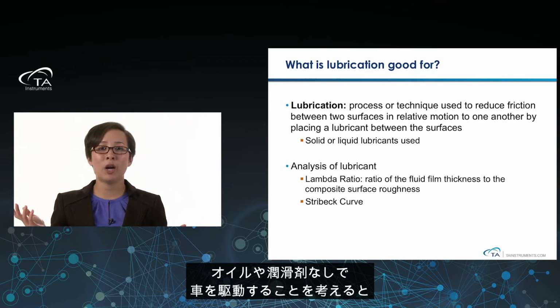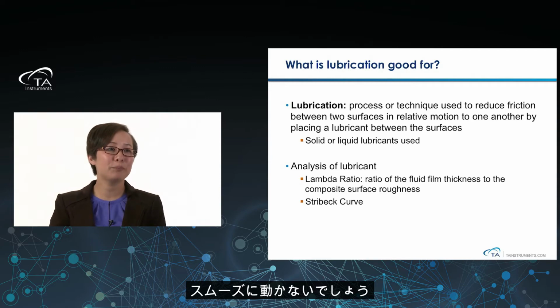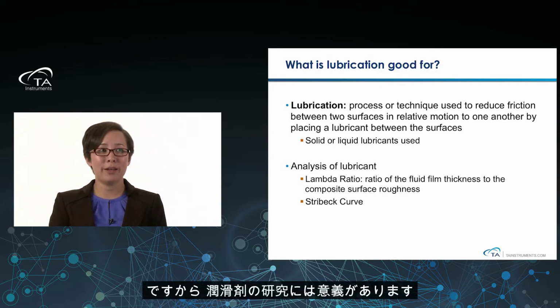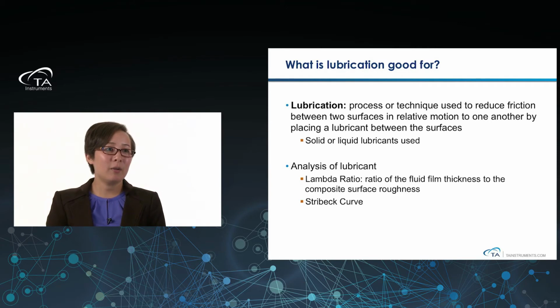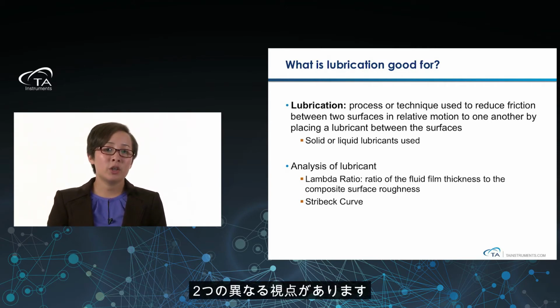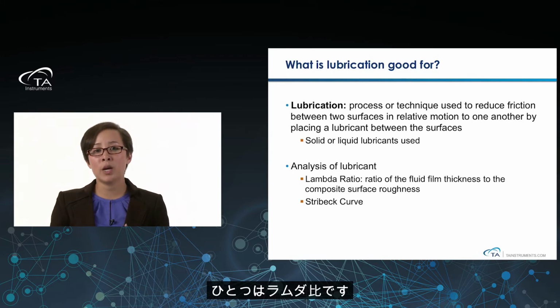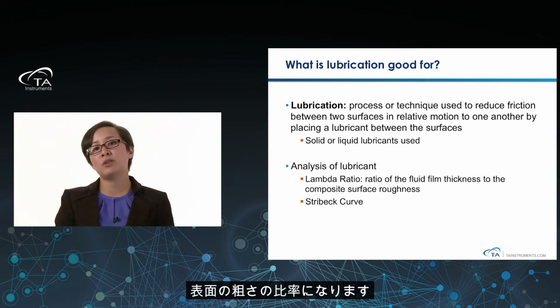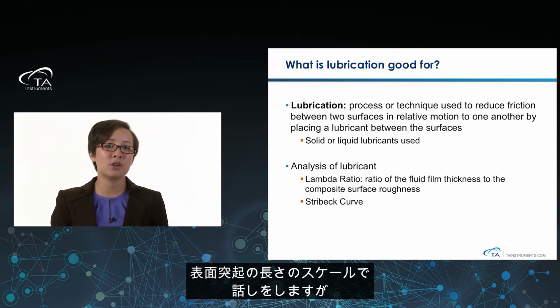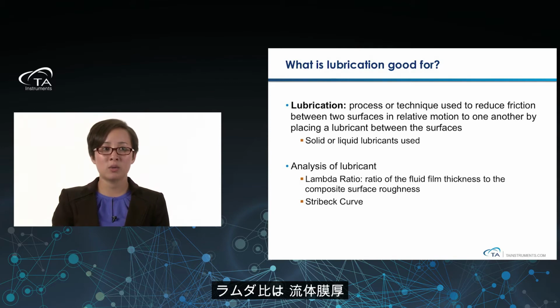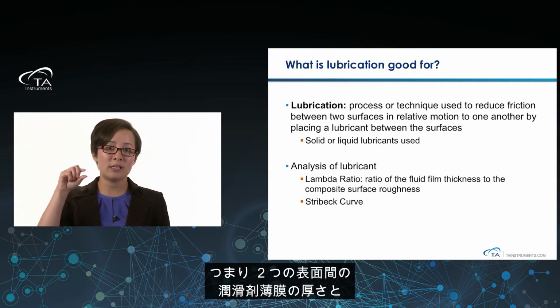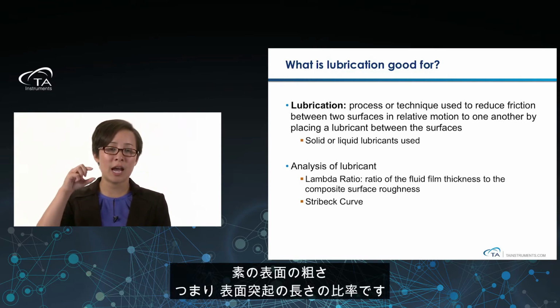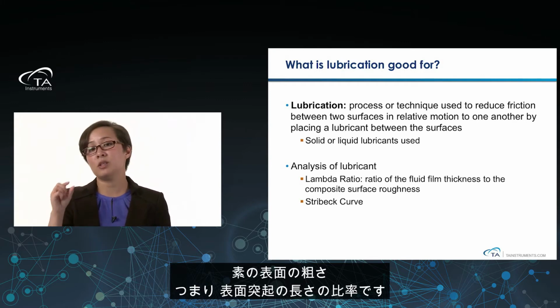So you can imagine how a car would operate if you didn't have any type of oil or lubricant in there. It wouldn't run very smoothly at all. So we're really happy about the study of lubrication. But for the analysis of lubrication, you can look at two different things. One is the lambda ratio, which is the ratio of the fluid film thickness to the composite surface roughness. When we talk about those length scales of the surface asperities, the lambda ratio is the ratio of the fluid film thickness, so how thick is the film of your lubricant between those two surfaces, and how does that compare to just the natural surface roughness or the length of the surface asperities.